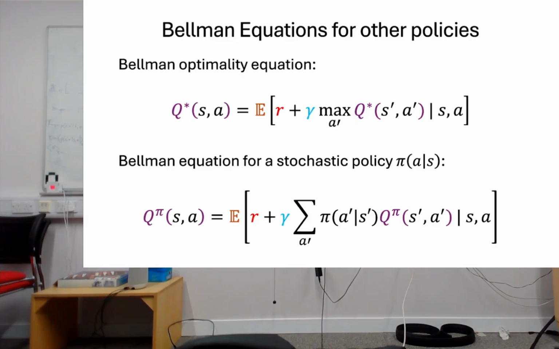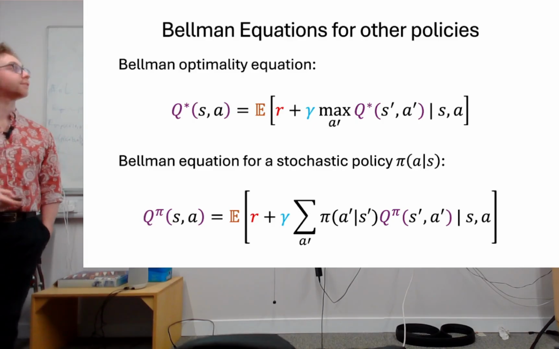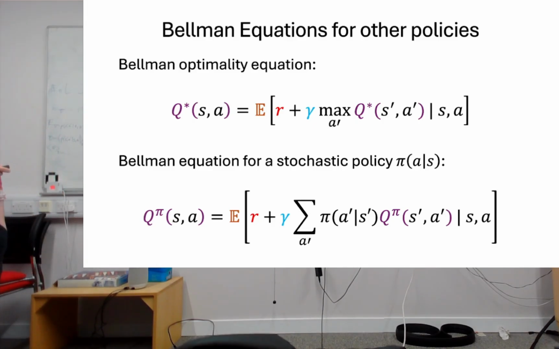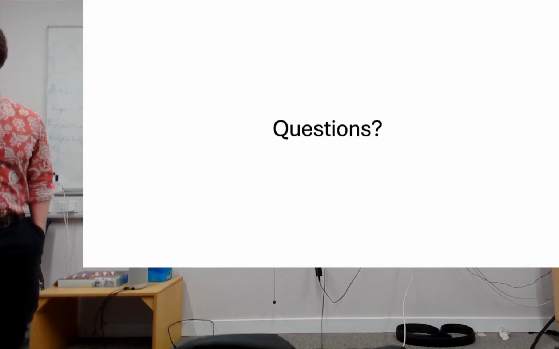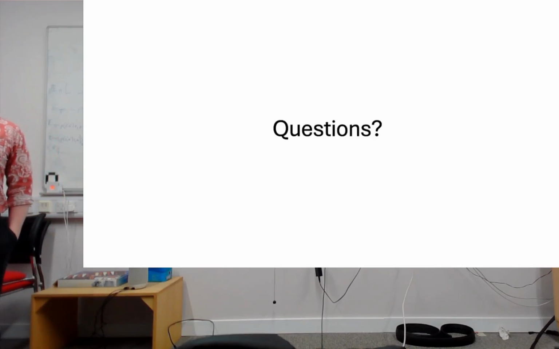So this is our Bellman equation for a stochastic policy. These other two, deterministic policy and stochastic policy, we're also going to use them. For DQN, we're going to be using the Bellman optimality equation. Okay, great. Any questions at this point? Otherwise, let's try to push through for the final part of the lecture.